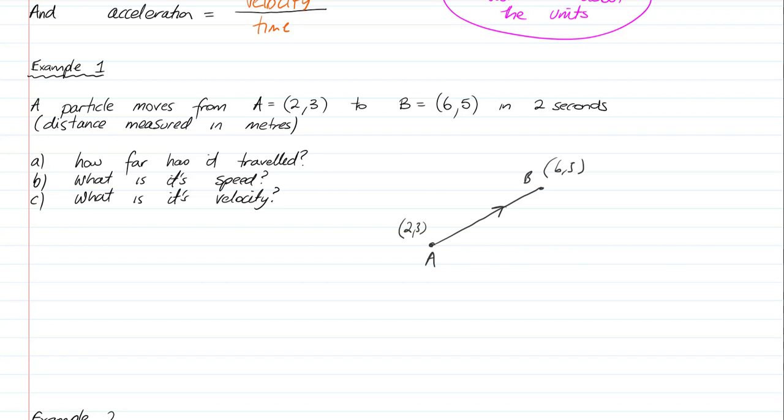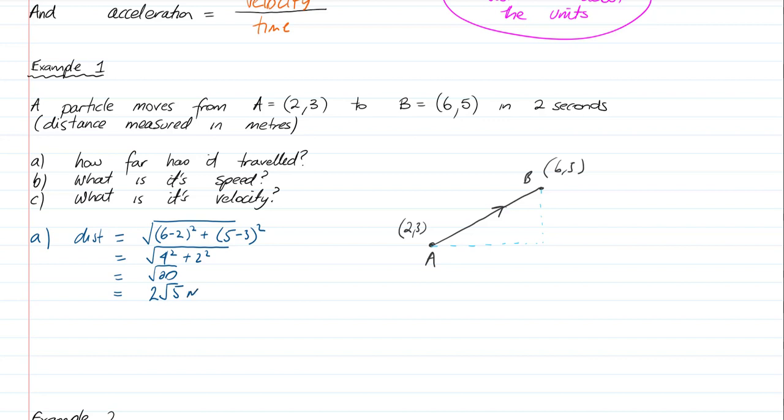Hopefully you recall that distance is fairly easy to calculate just based on Pythagoras' theorem for this triangle, or we could use the distance formula. So the distance will be equal to the square root of the difference in x, that's (6 minus 2) squared, plus the difference in y, which is (5 minus 3) squared, and that's the square root of 4 squared plus 2 squared, which is equal to the square root of 20, or we could write that as 2 root 5 in simplified form. And of course this is in meters.